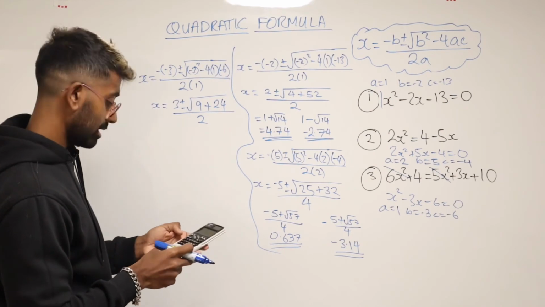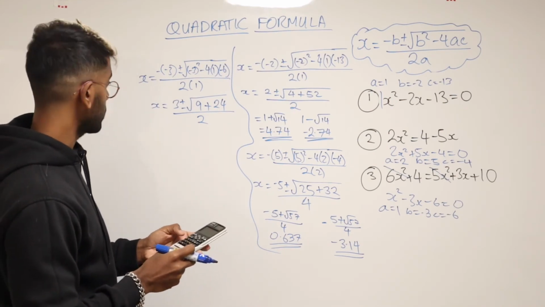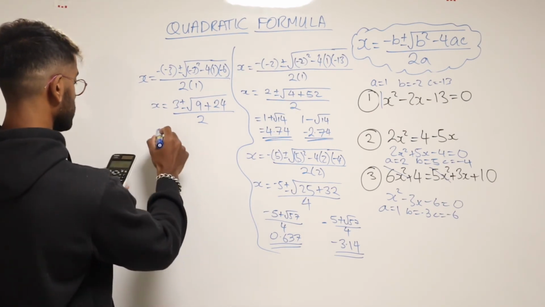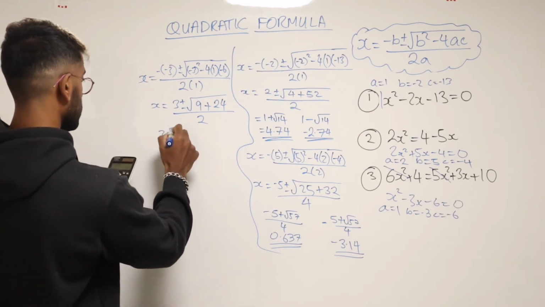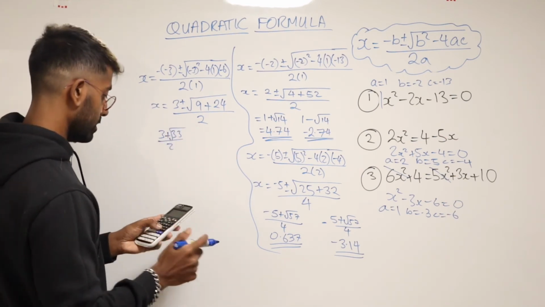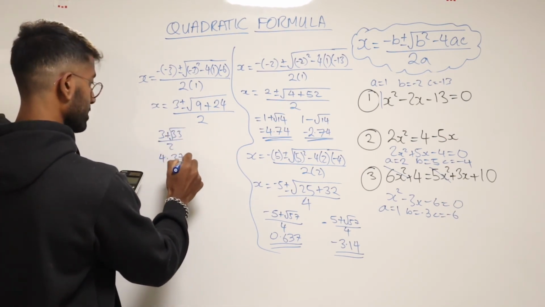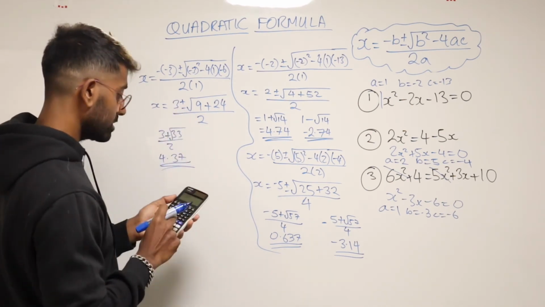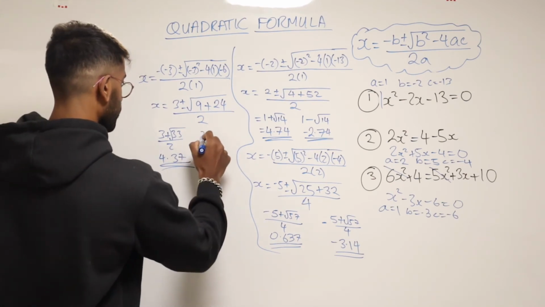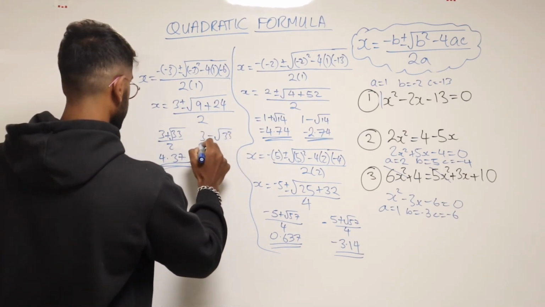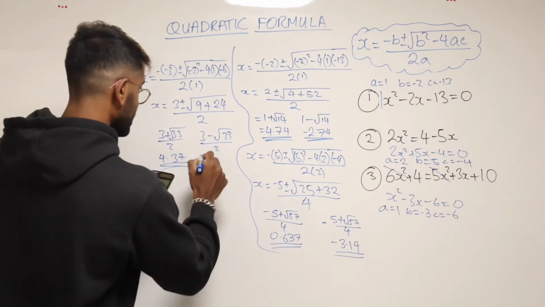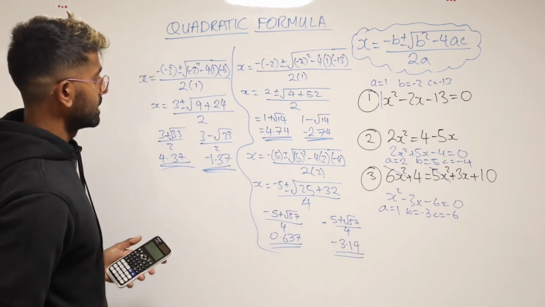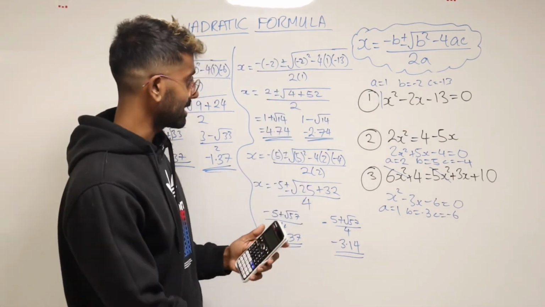And so let's start typing this in. So the first thing we type in, we'll have 3 plus the square root of 9 plus 24 over 2. And that comes out as a surd, that over there. To 3 sig figs, that's 4.37. And then we'll do the same thing, but change this to a minus sign now for our second answer. So we've got 3 minus square root 33 over 2. And to 3 sig figs, that's minus 1.37. And there it is. So all 3 quadratics there solved.